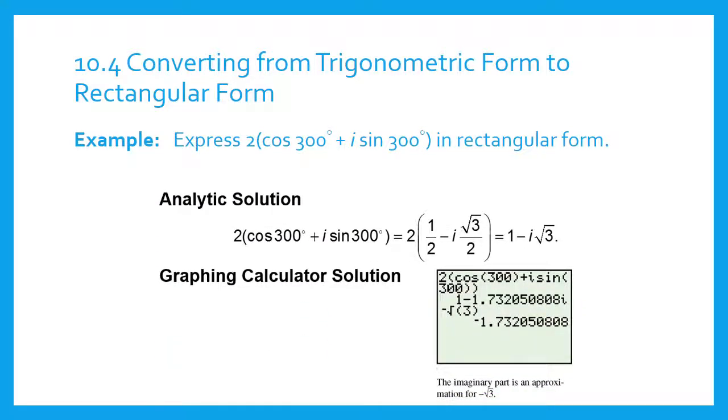Okay, and the cosine of 300 is 1/2. The sine of 300 is negative square root of 3 over 2, so we substitute those in. We multiply through by the 2, and you get 1 minus i square root of 3. Now, notice we can do this on our calculator. However, it's going to give you an approximation, and you need to make sure that you can write this in exact form.